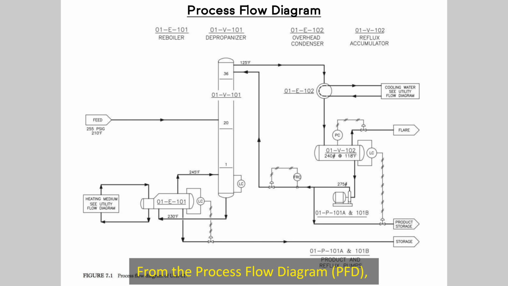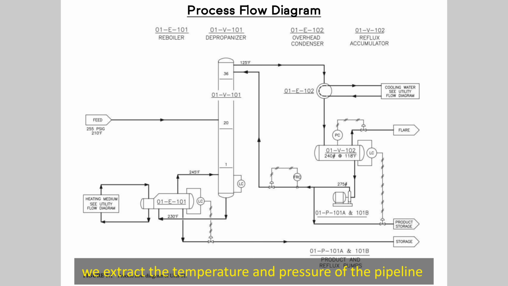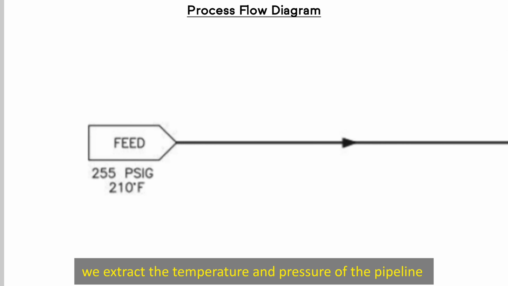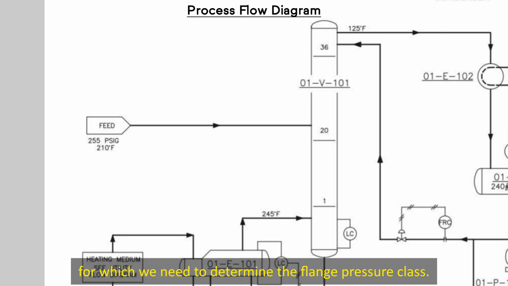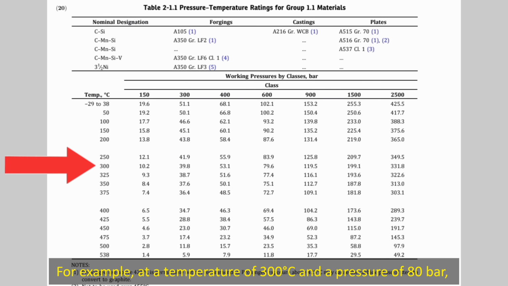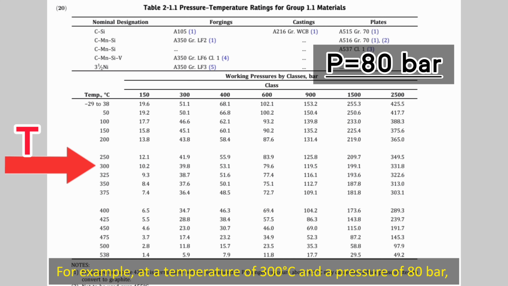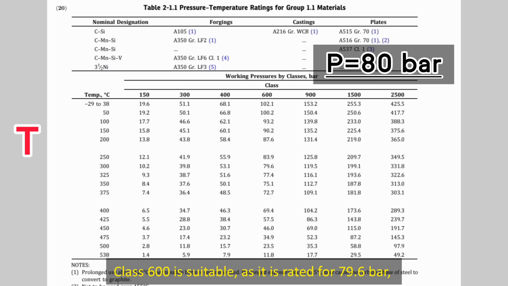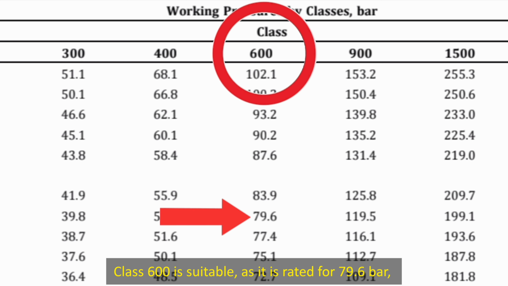From the process flow diagram (PFD), we extract the temperature and pressure of the pipeline for which we need to determine the flange pressure class. For example, at a temperature of 300 degrees Celsius and a pressure of 80 bar, class 600 is suitable, as it is rated for 79.6 bar, which is very close to the required pressure.